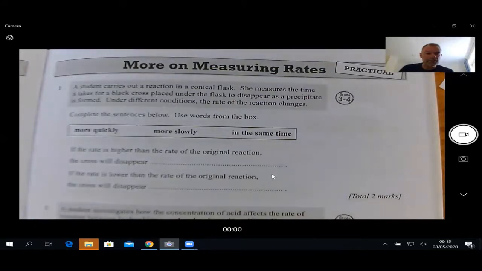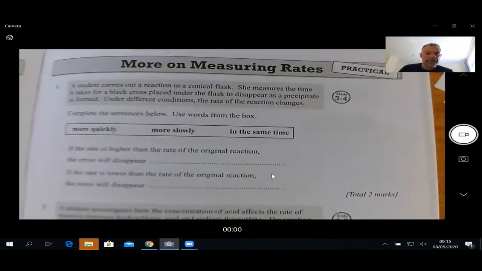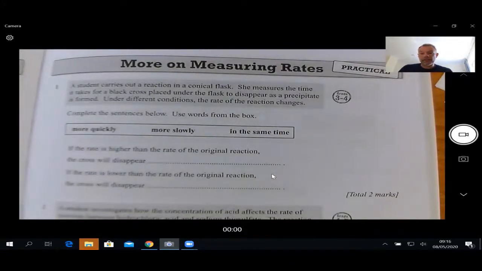Okay, next one is, if the rate is lower than the original rate of reaction, the cross will disappear... Well, if it's going slower, it'll get cloudy slower, so the time will be more. Just what they're checking there is, if it's going faster, would I have a longer time? No, if it's going faster, it takes less time for the cross to disappear.